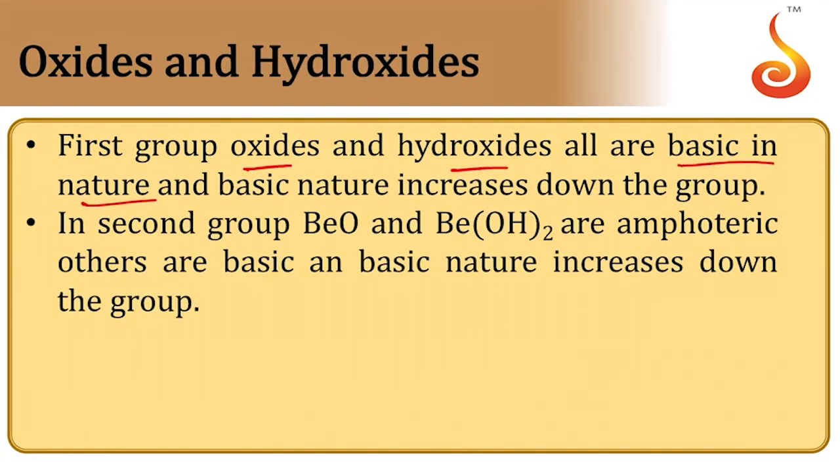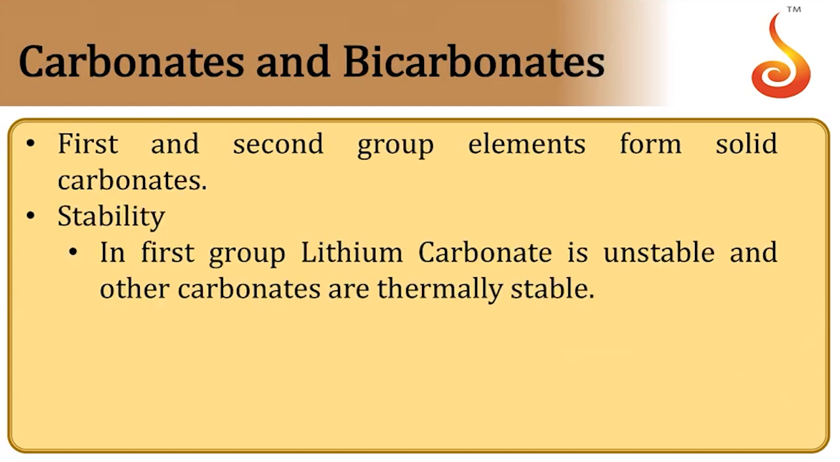First group oxides as well as hydroxides are all basic in nature, and basic property further increases down the group. In second group elements, beryllium oxide and beryllium hydroxide, the first ones, are amphoteric in nature, whereas all the remaining are basic in nature and basic property further increases. So in s-block elements, among oxides and hydroxides, only beryllium oxide and beryllium hydroxide are amphoteric. All the rest are basic in nature, and basic nature further increases down the group.